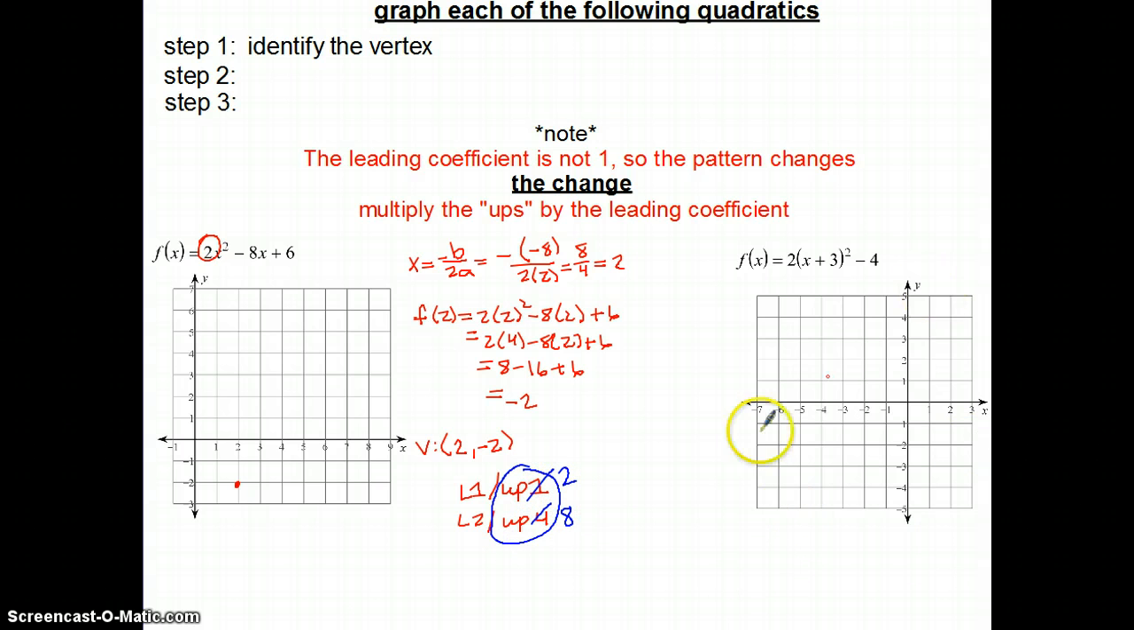And then same thing with the rights. Right 1, up 1 is my normal pattern, and right 2, up 4.